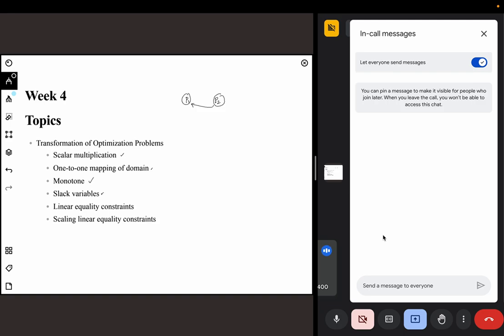The next one is the slack variables. When you have an inequality constraint less than or equal to 0, you add a non-negative value to that inequality constraint to make it equal to 0. So your inequality gets converted into an equality constraint, and then you can solve the problem.